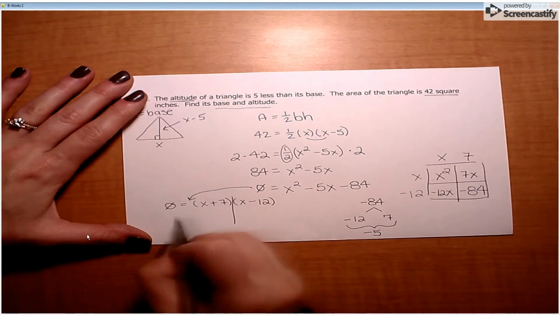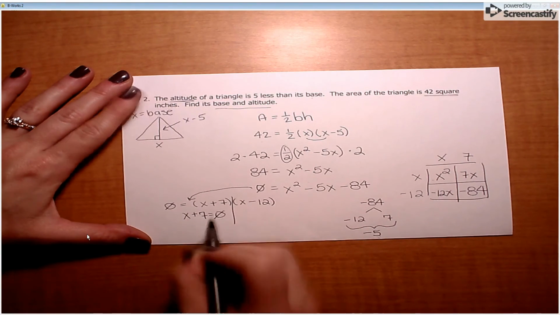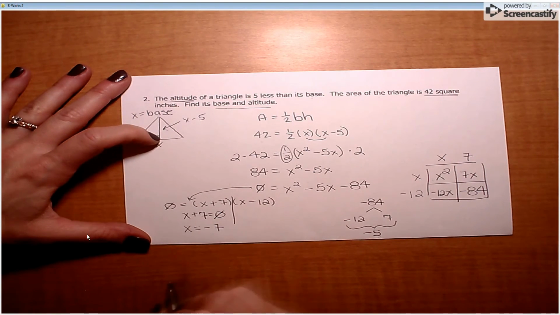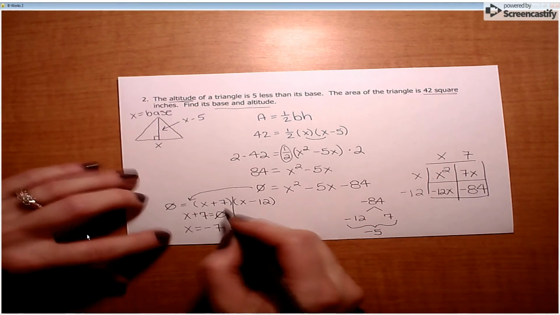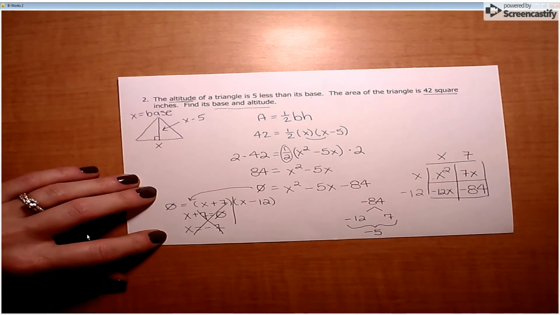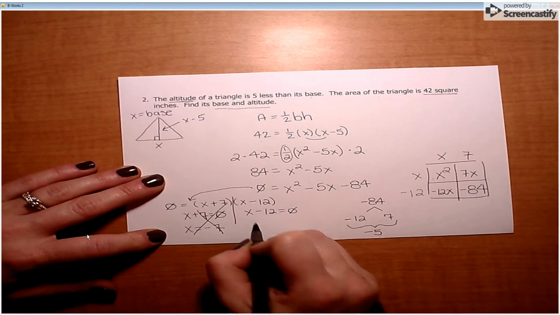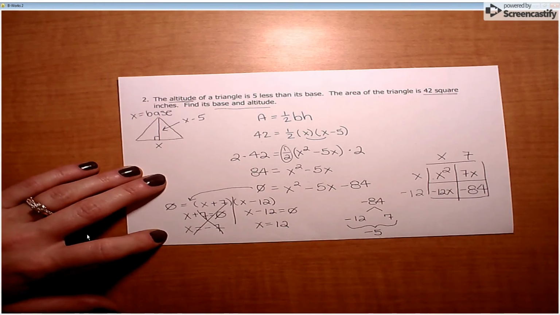So I'm going to figure out what my two solutions would be. So for x plus 7 equals 0, x would be equal to negative 7. Since x represents the base of the triangle, this answer doesn't actually make sense. So that will not work. So let's try x minus 12 equals 0. This would give me a solution of x equals 12. It's a positive value for the base of the triangle.